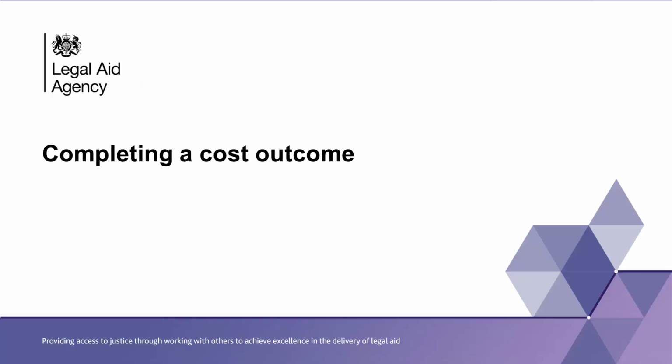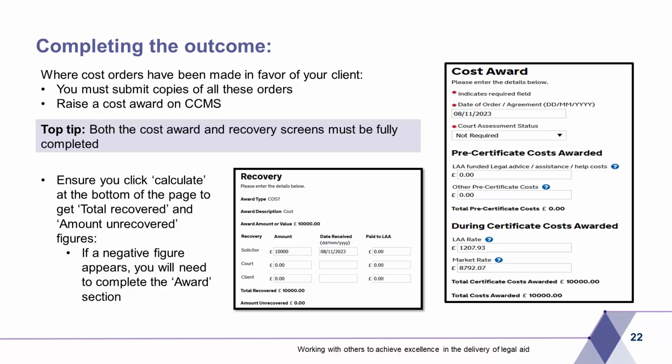The next group of slides deal with cases where costs are involved. So if costs have been awarded to your client, the first thing we're going to need is a copy of any order for costs and raising a costs award on CCMS. Please complete the screens as fully as you can, and if you're unfamiliar with the process, there is a quick guide on cost awards that you may find helpful. And if you still have questions, drop us a billing inquiry, and there's a fair chance that I'll be the one who picks it up.